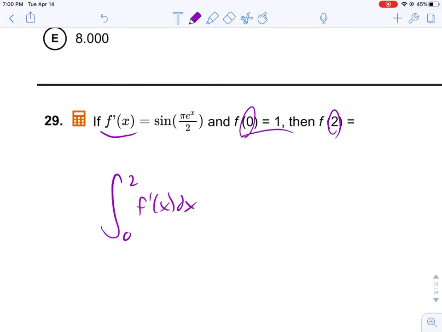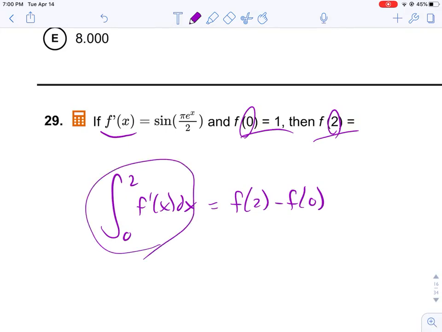Choose our bounds to be what we know and what we're trying to find, because then the antiderivative of f prime is just f with the upper bound plugged in minus the lower bound plugged in. This is a calculatable value on your calculator. This is what we're trying to find, and f of 0 we know.